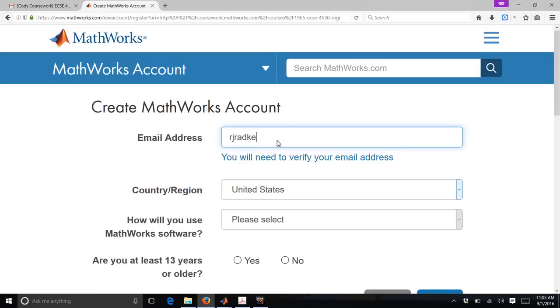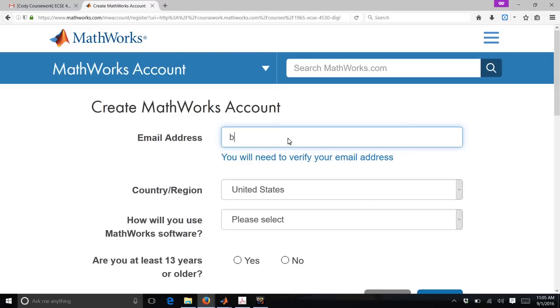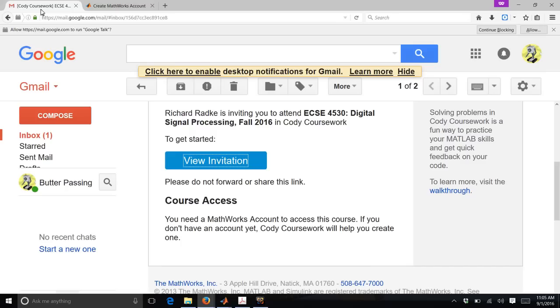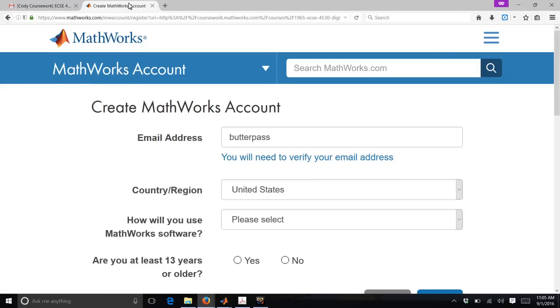United States. I guess this is not me, actually. I have to be the butter passing robot. I already forgot what I was here. Is it butter passing or butter pass? Butter passing robot. Okay. See, butter passing robot without the one was already taken, so I was. Okay.